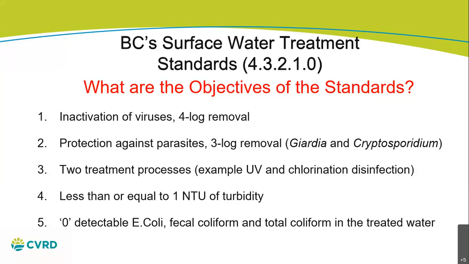And then finally, the 0 is detectable E. coli, fecal coliform, and/or total coliform in the treated water. Those are all bacteria that are naturally occurring in the gut of warm-blooded creatures and are an indicator that if they're present, you may see pathogenic or disease-causing bacteria present as well. So we are required to treat that to such a degree that 0 are detectable through the water system.